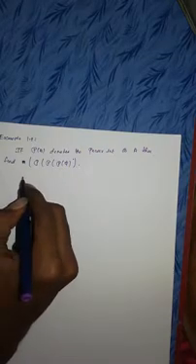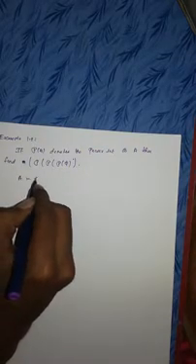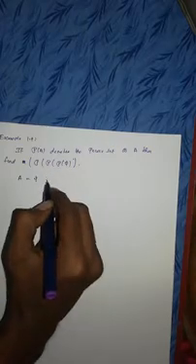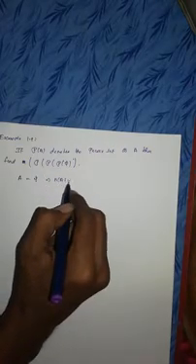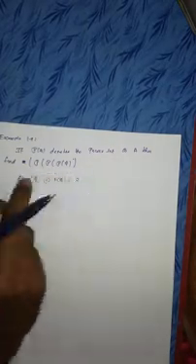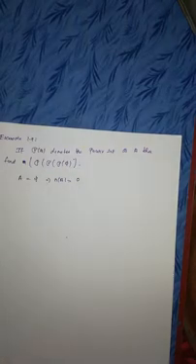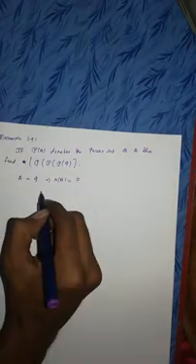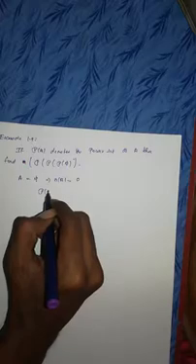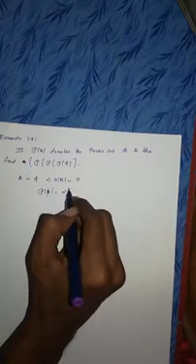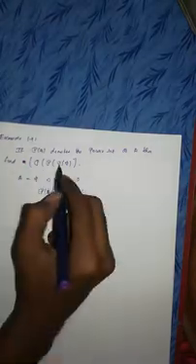So if I take a set A equal to empty, then n of A is 0, since there are 0 elements in this set. So how many subsets can I form? P of A, that is P of empty, is equal to 2 power 0, which is 1. So the answer for this is 1.